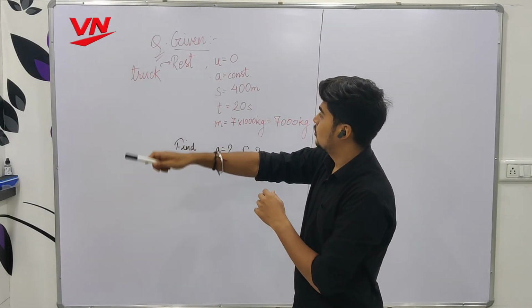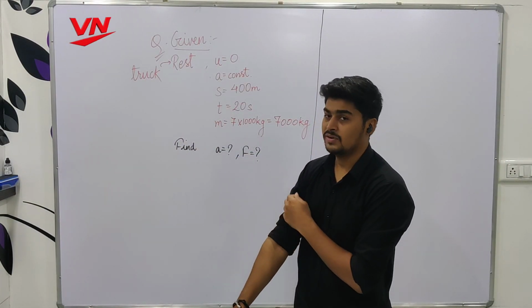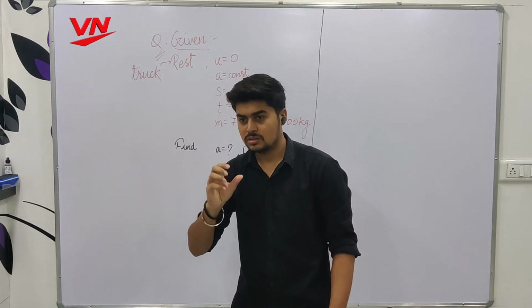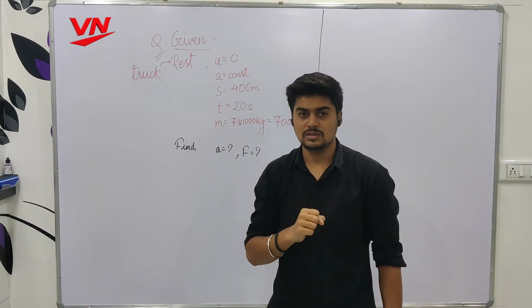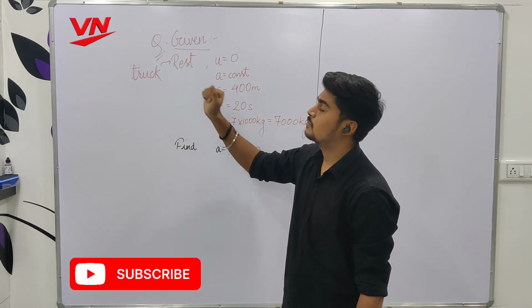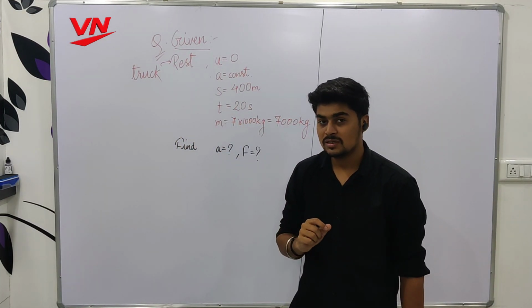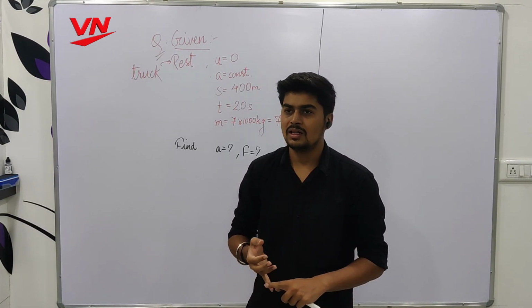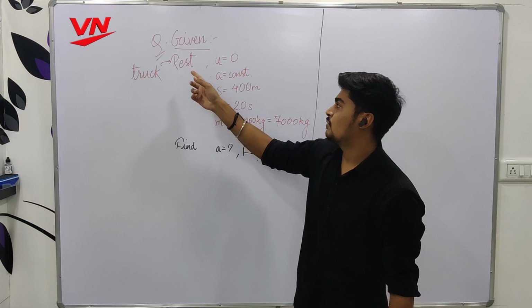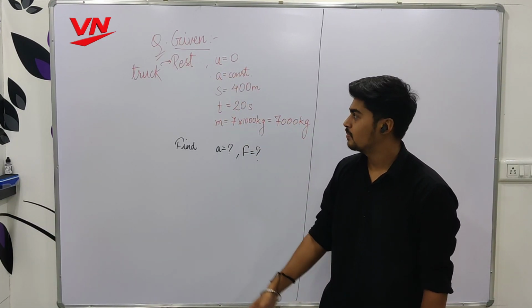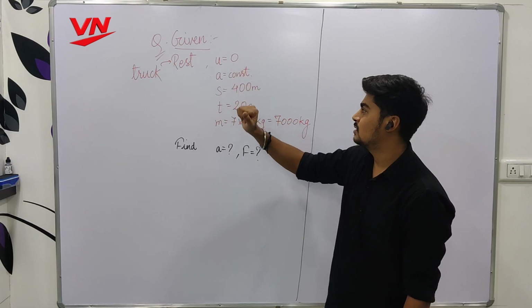The given things in the question: you can find out what physical quantities are given. For that you have to understand some quick keywords, and from those you can find out what is given. Like, as you can see, the truck was at rest. What does it mean? Whenever there is a word like rest, stationary, or immobile, what does it mean? That its initial velocity was 0. So you can say initial velocity u is 0.